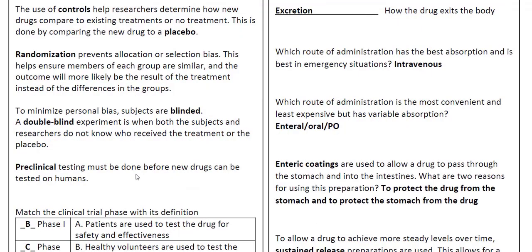There are different stages to drug testing. Before new drugs can be tested on humans, preclinical testing must be done. Preclinical testing looks at the potential useful effects, the toxicities, and the pharmacokinetics of new medications. Only after preclinical testing has been done will the FDA award a drug with an investigational new drug status.